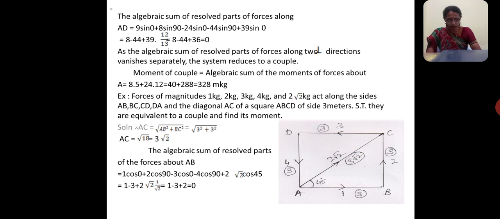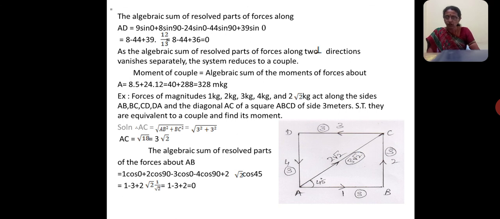The next is the algebraic sum of resolved parts of forces along AD, equal to 9 into sin 0 plus 8 into sin 90 minus 24 into sin 0 minus 44 into sin 90 plus 39 into sin theta. That is equal to 8 minus 44 plus 39 into 12 by 13, that is equal to 8 minus 44 plus 36 equal to 0.